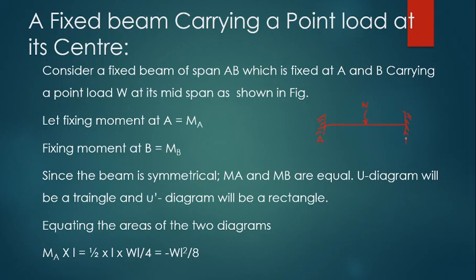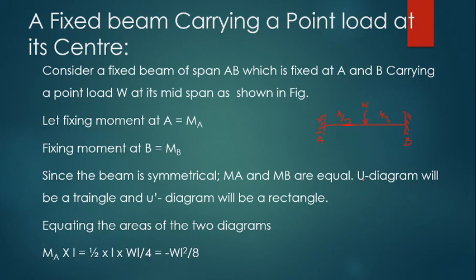A, B, and L by 2 on both sides. Let the fixed end moment at A be MA, and the fixed end moment at B be MB. Since the beam is symmetrical, MA and MB are both equal, and the mu diagram, this is actually mu, will be a triangle, and the mu dash diagram will be a rectangle.